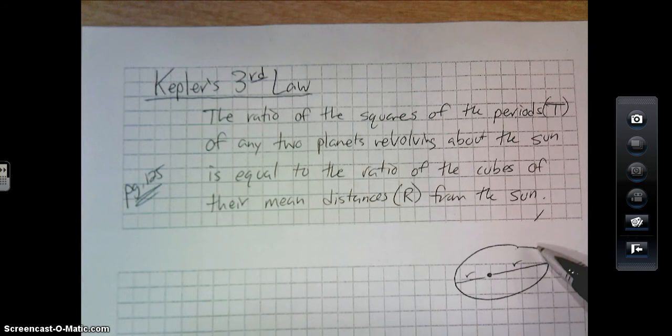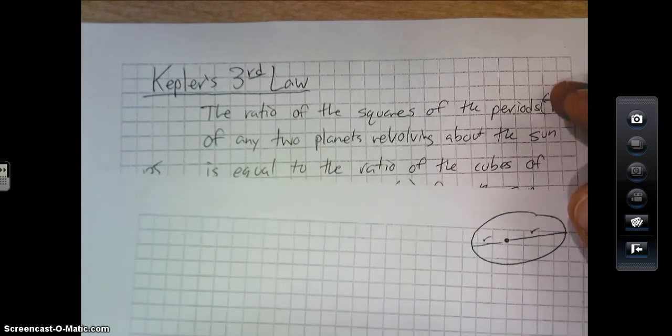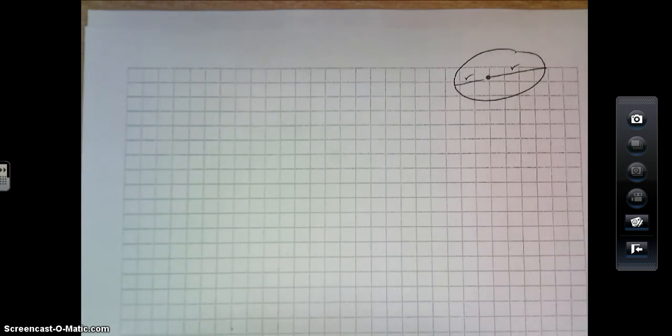Okay, now this is fairly elliptical. This is actually pretty darn elliptical. Most planets are fairly close to circular, but not all. Okay, so there's a fairly easy derivation for this, and I want to draw a picture first.